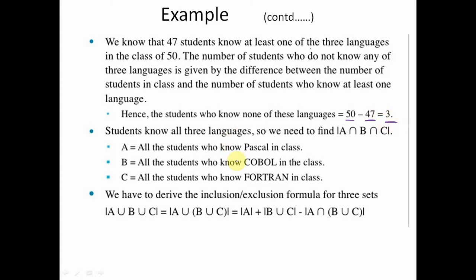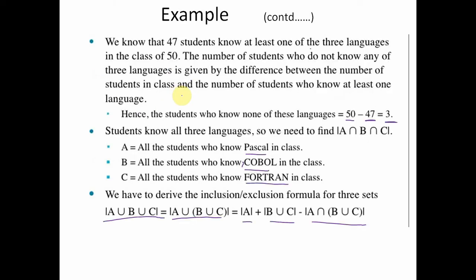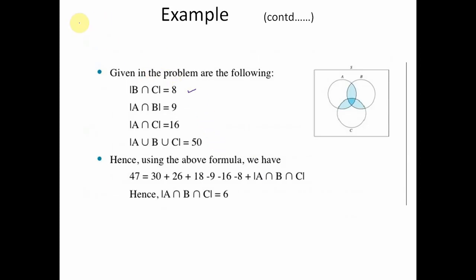So let us say A is the set of all the students who know Pascal, B is the set of all the students who know COBOL, C is the set of all the students who know Fortran. So A union B union C. Right? So we have been given B intersection C is equal to 8 people who know. See, what does it indicate? A is Pascal, B is COBOL, C is Fortran, right? Let's write it over here.